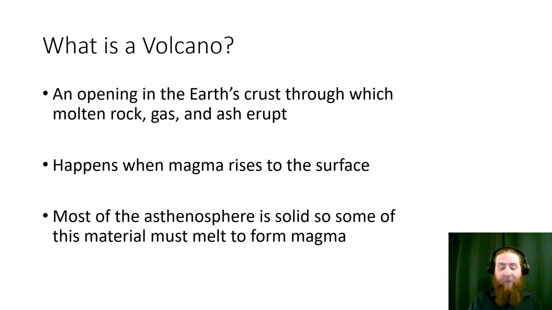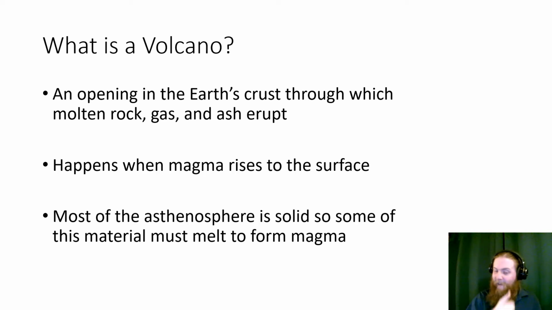So first off, we need to define what a volcano is. A volcano is an opening in the Earth's crust through which molten rock, gas, or ash erupts. And we get these when magma rises to the surface. Magma is that really hot rock that's usually in the mantle and the crust. When it makes it up, it becomes this very hot magma.